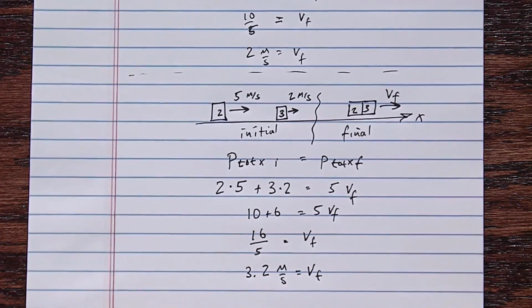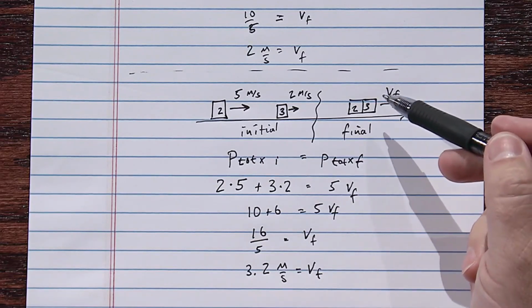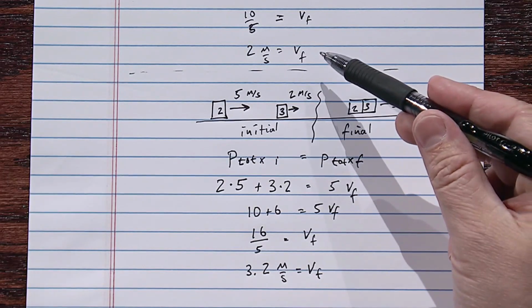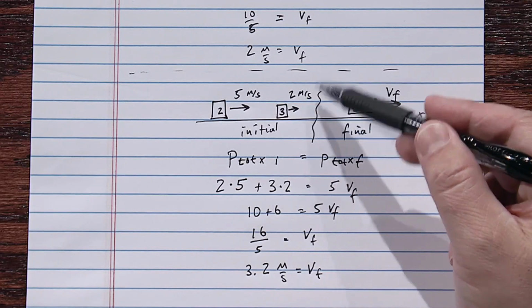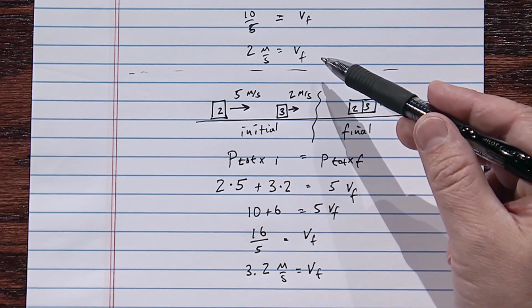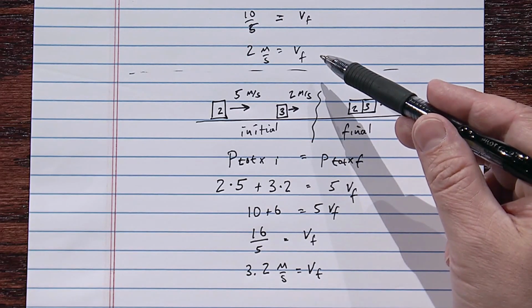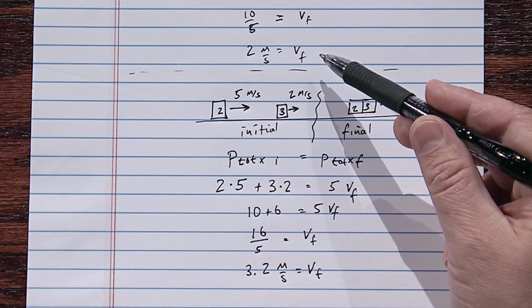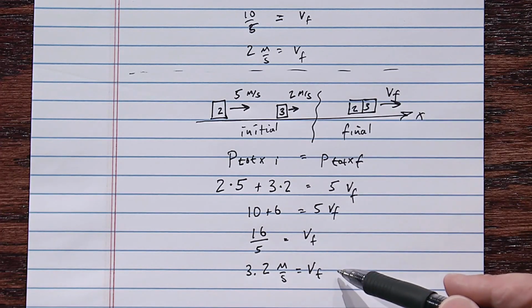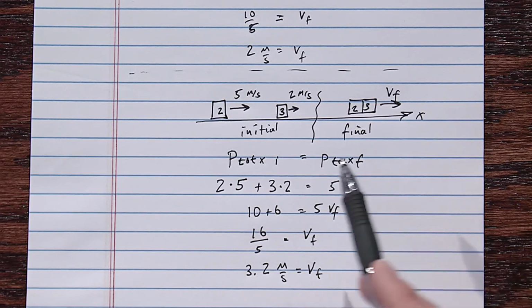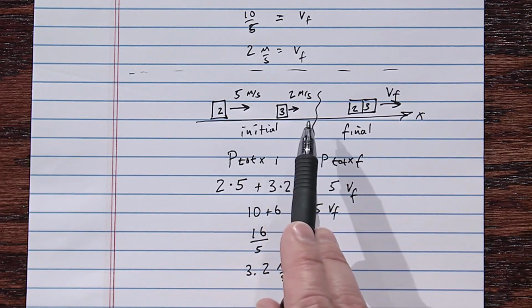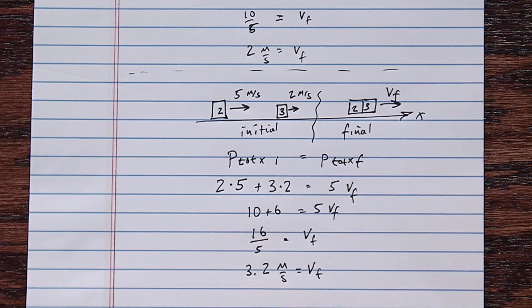So the final mass is moving a little bit faster than it was when mass 2, the 3 kilogram mass, was at rest. When the 3 kilogram mass was at rest, the whole thing was moving after the collision at 2 meters per second. Now it's moving faster, at 3.2 meters per second, because we had the additional momentum of the 3 kilogram mass moving at 2 meters per second.